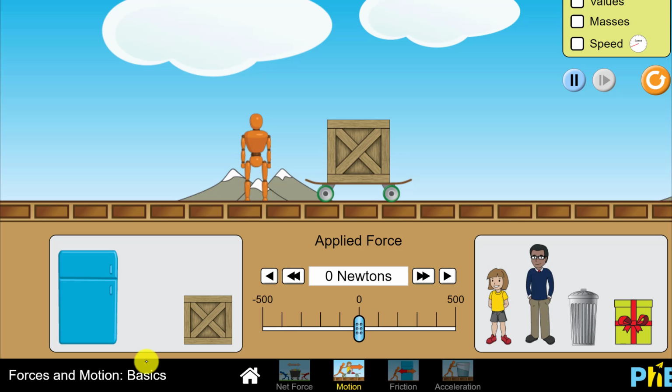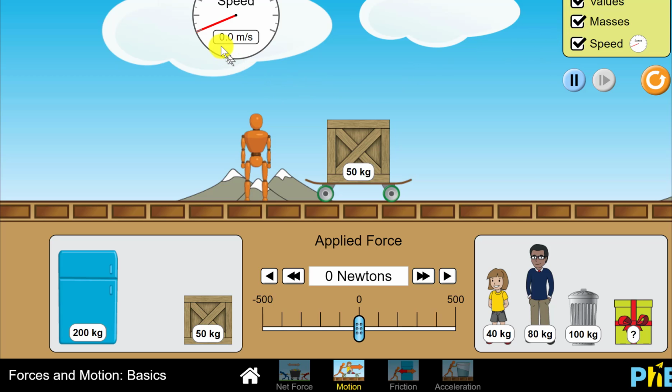There's our object. It has a mass. What is its mass? Its mass is 50 kilograms. And we want to see some values of this and the speed. Right now, it's at rest. So we're not pushing on it, and it sits at rest.